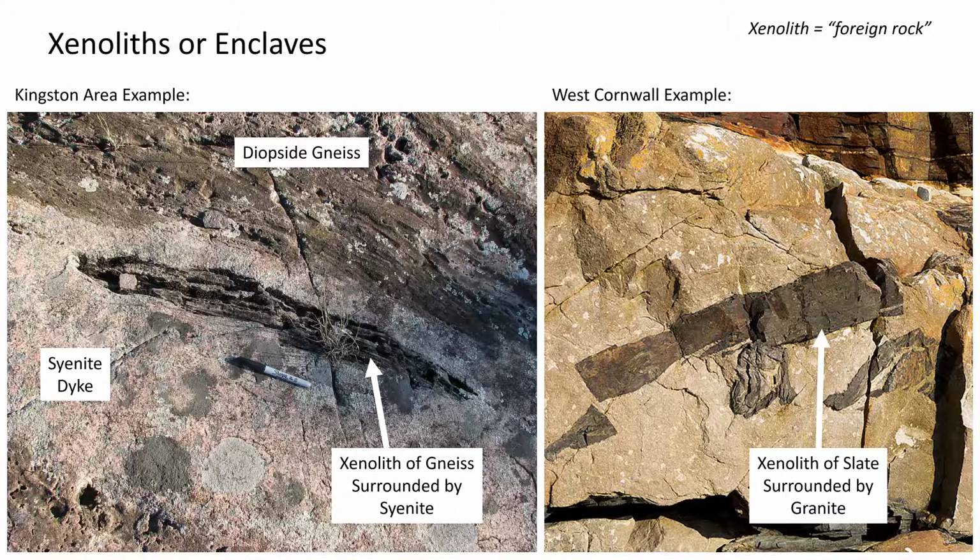Next is xenoliths, also known as enclaves. There are many examples of this in the Kingston area. On the left side is one example of a diopside gneiss being cut by a syenite dike, and a xenolith of the diopside gneiss is entrapped or surrounded by the syenite dike. And xenolith, the term, really means foreign rock. The example on the right is from West Cornwall, where there's a xenolith of slate from the original country rock that's surrounded by granite.